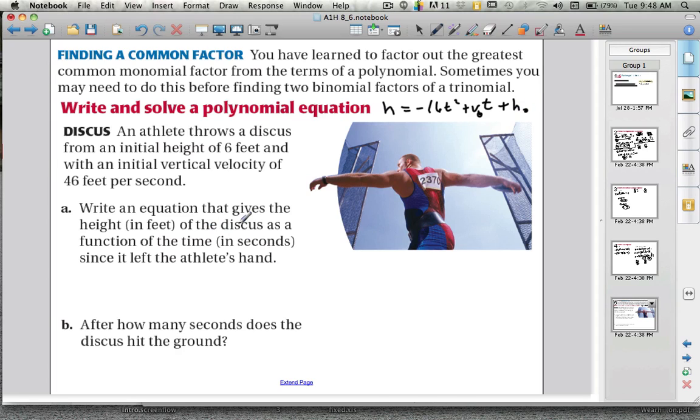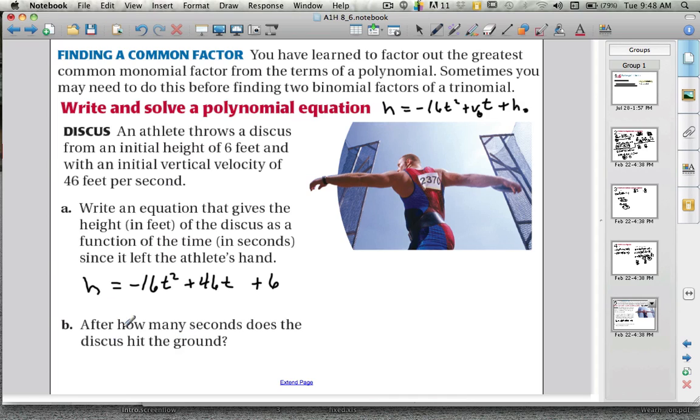So if I want to write the equation, I know that it's an initial height of 6 feet. So let's see, my height is going to be equal to -16t squared. My initial height is 6 feet, so I'm putting that at the end. An initial vertical velocity of 46 feet per second, so that's going to be plus 46t.